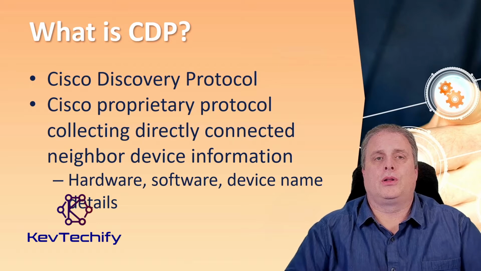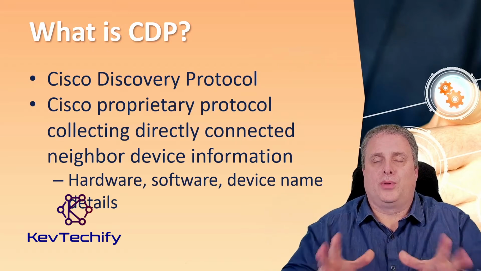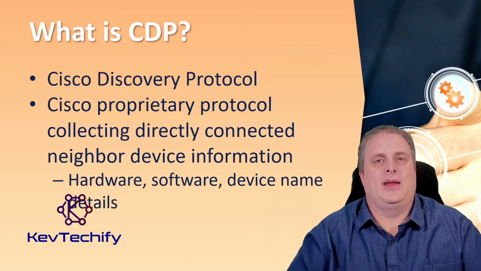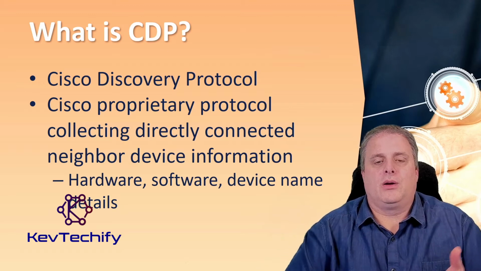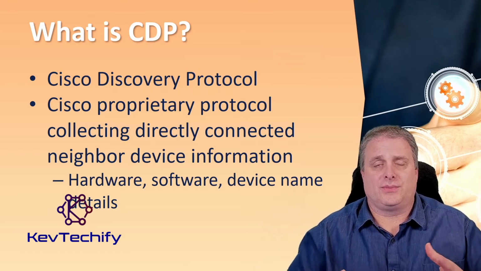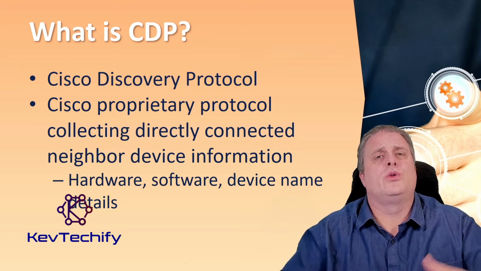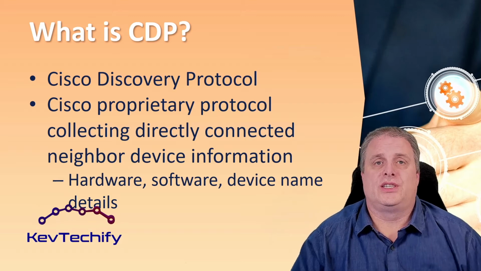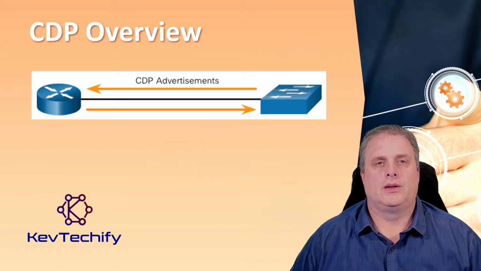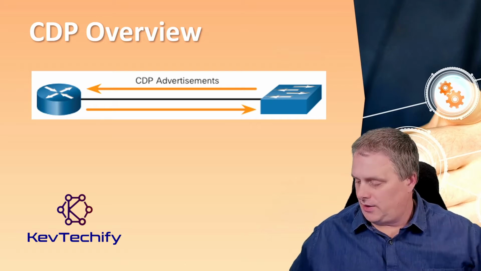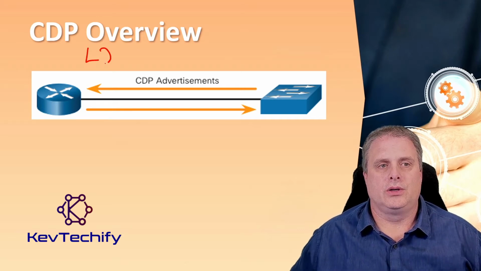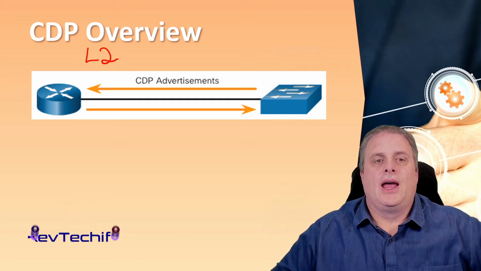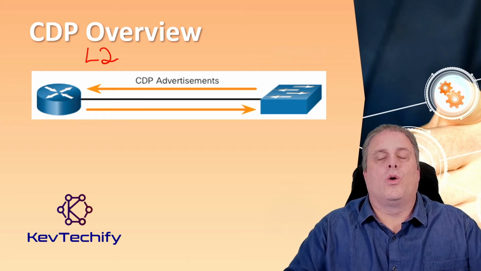Cisco Discovery Protocol is a Cisco proprietary protocol that collects data about your directly connected neighbors. It could be hardware, software, device name, details. It'll get all this information and list out who is directly connected to you. Now, it is Cisco proprietary, so only Cisco devices are able to run this. CDP is a Cisco proprietary layer 2 protocol, and it gathers information about Cisco devices and shares this information over the data links.